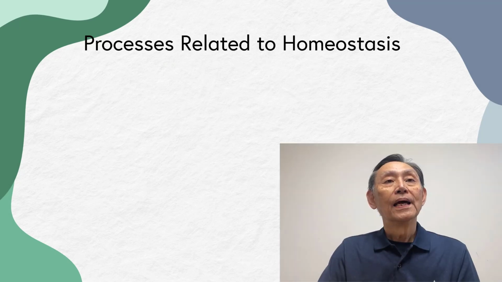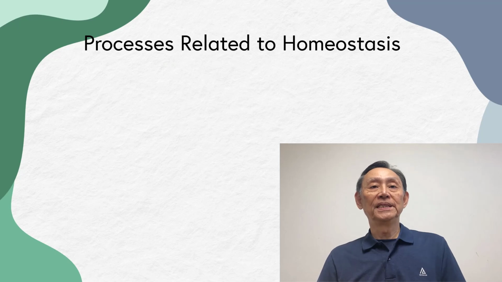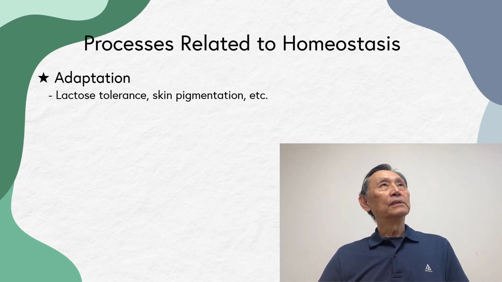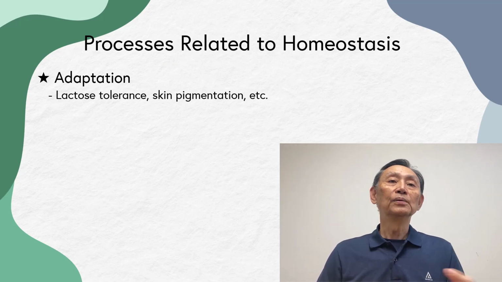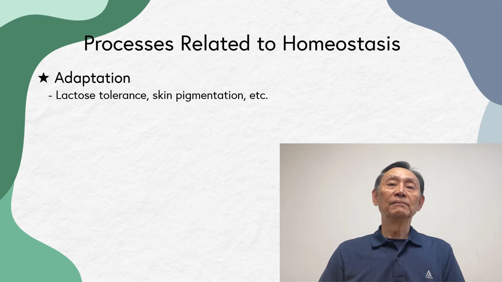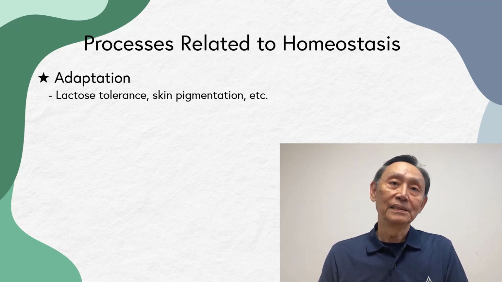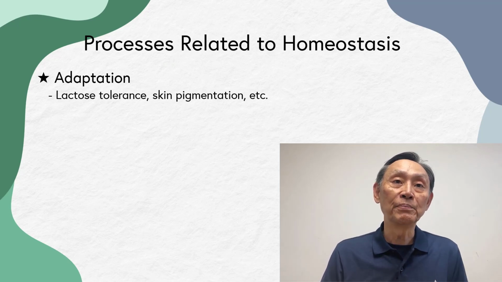There are many processes related to homeostasis. One we call adaptation. Adaptation is usually by evolution, so humans adapt in the long term to some environmental changes. We don't drink milk after we pass, we call it the weaning process.